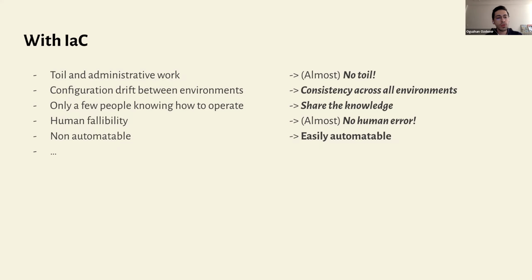And with all of this, we have almost no human error. We can say that, but it's still possible for us to make mistakes. However, this time we have a framework and a reference to work on. So if we make mistakes, there will be warnings, there will be problems that we can always roll back. And as a result, things are now automatable.